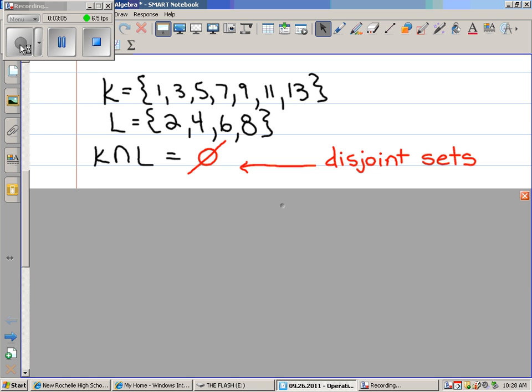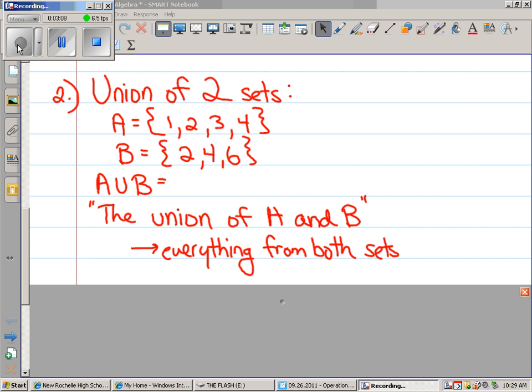All right. So there's the intersection of two sets, and then there's the union of two sets. The union of two sets is like A and B are going to get married. You know what they're going to do? They're going to move in together. Oh, it's going to be amazing. A and B are so excited.